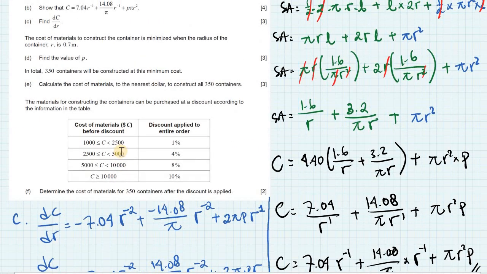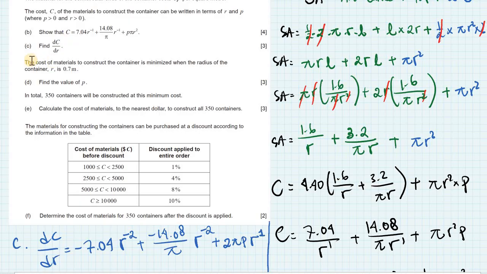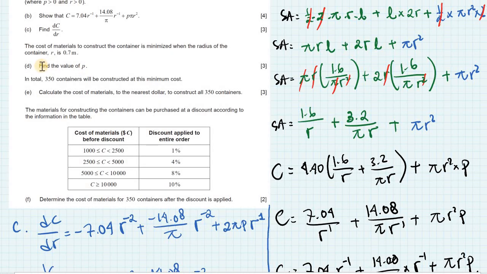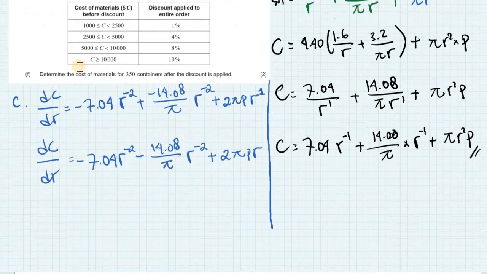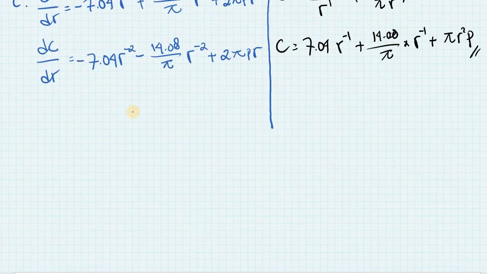Is that all that they ask? Yep. Okay, the cost of the material to construct the container is minimized. Minimized means the first derivative is 0, yeah? When the radius is 0.7. So the r is 0.7, the first derivative is 0. Find the value of p. Okay, let's input what we know. D. Let's use a different color again. Let's use green now. Question D.